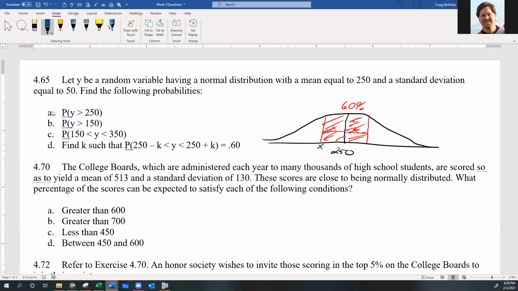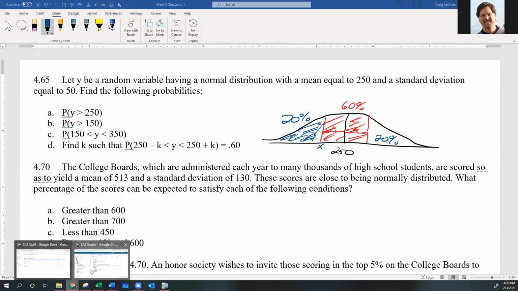Well, that's simple. We just need to know how much area is to the left of it, and then we can use the inverse norm function. If there's 60% here, then we know the two tails have to add up to 40%. We know it's symmetrical, so this has to be half and this has to be half. So there has to be 20% here, just like there's 20% up here. So we can run the inverse norm with 20%, and it'll tell us what that X is.